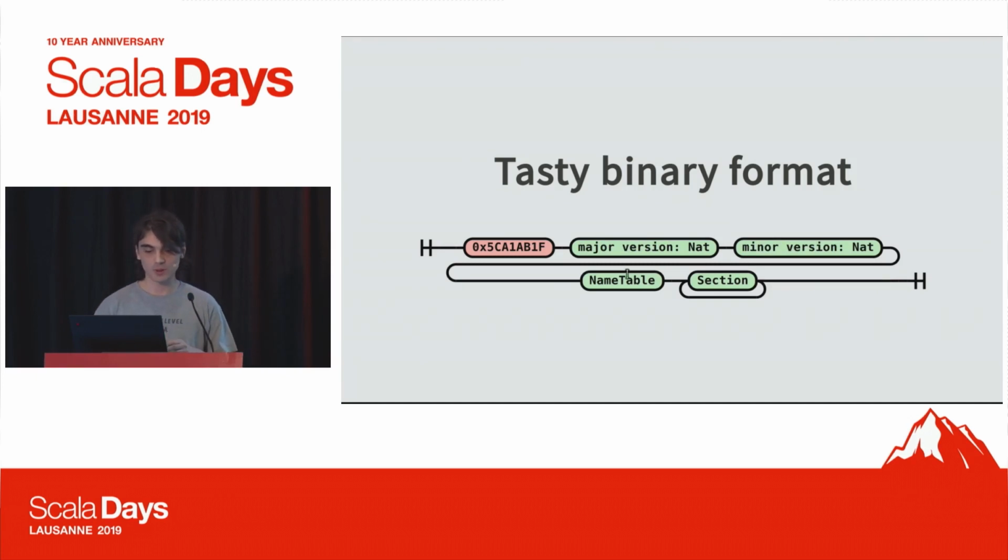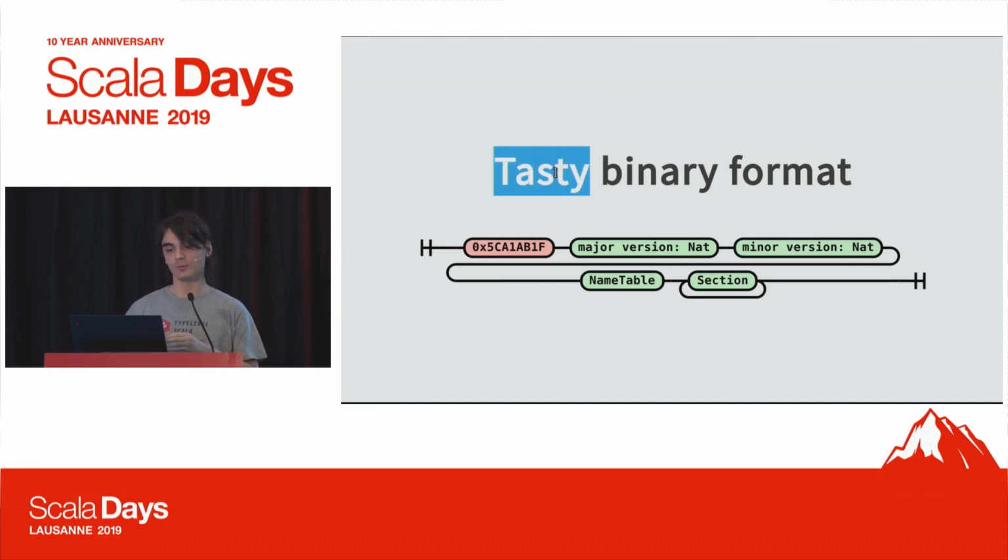After that comes the name table, which is where we store all the names that we're going to refer to in our program. And after that comes a bunch of sections, which are where we actually put the type checked abstract syntax trees. By the way, that's why it's called tasty. And any extra information we want. So there can be one or more of the sections, which is why you have this loop here.